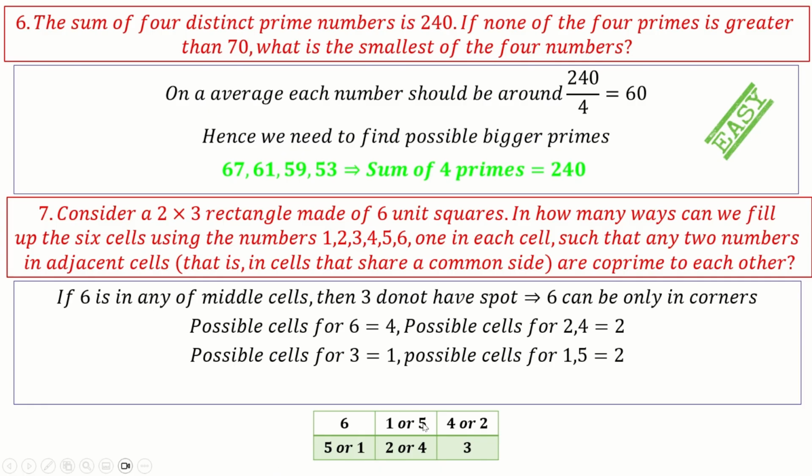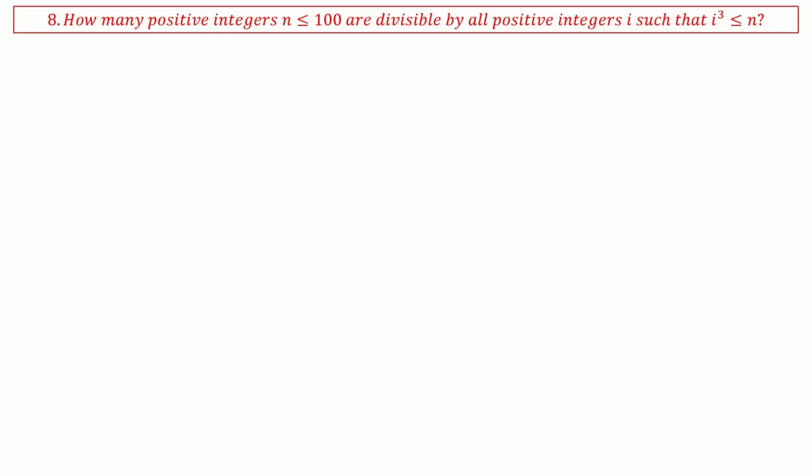If you put this properly, you will understand, very easy problem. So total possibilities are 4 into 2 into 2 into 1, of course, which is 16. That's the answer. This is definitely easy. Okay, next.